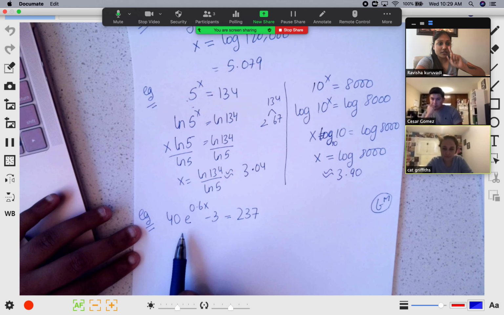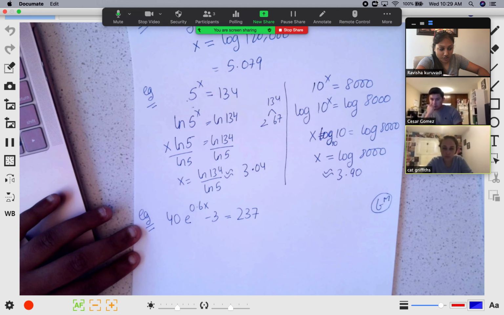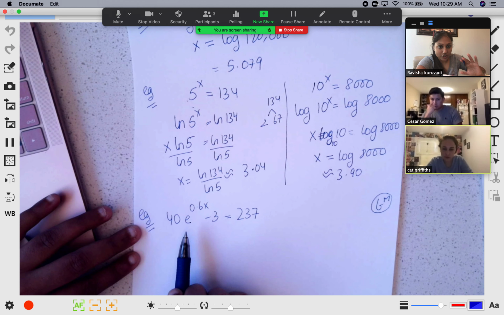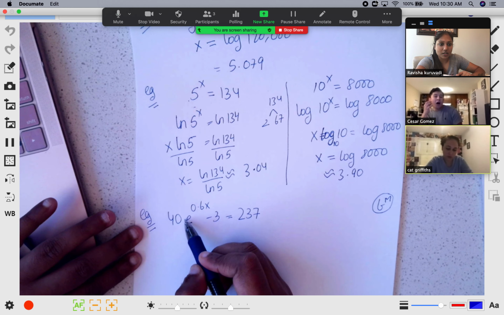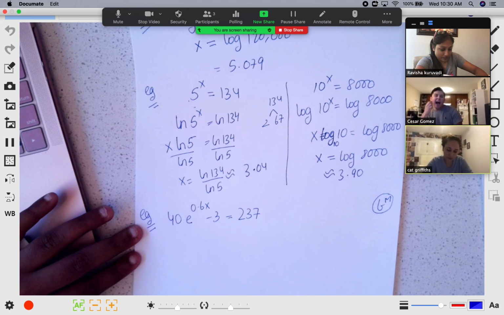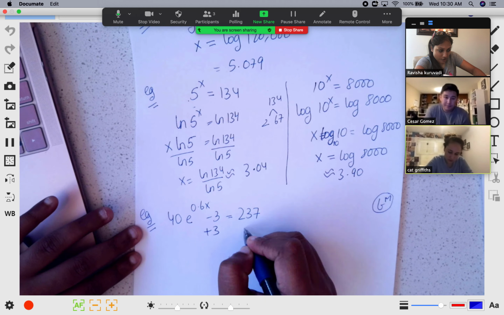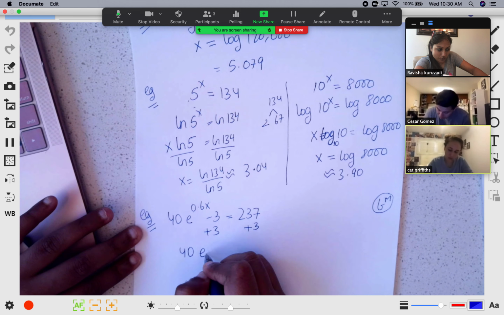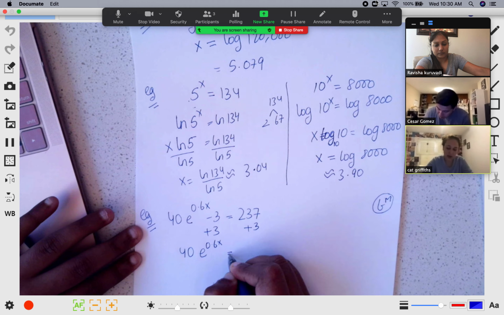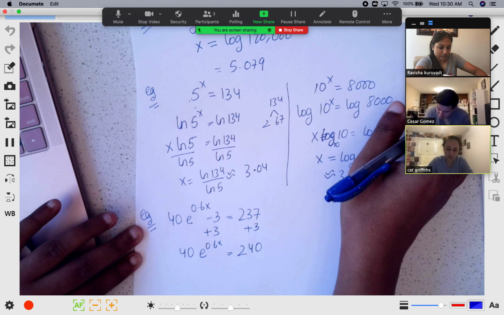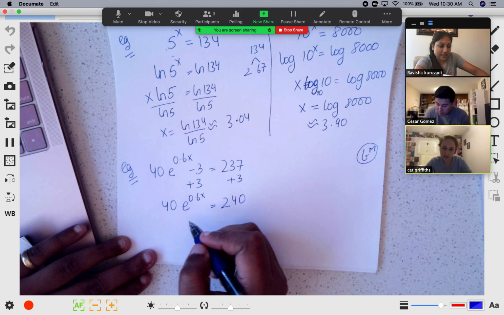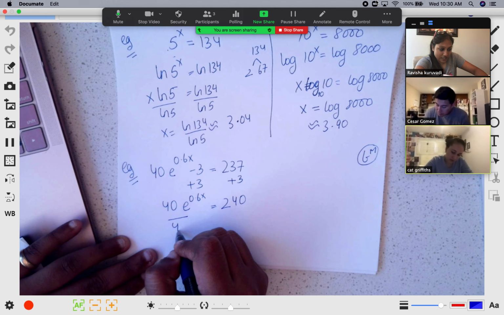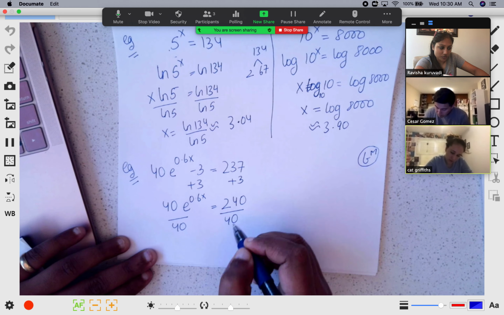And remember, my first step is always to isolate the exponential, keep everything else on the other side. Do that. I just want this term on this side. Everything else I want to take on the other side. How do I do it? You would add 3 on both sides. Absolutely, correct. So you get 40 e to the power of 0.6x is equal to 240. And then we would probably want to get rid of the 40, right? Yes. So would we divide by 40 on both sides? Absolutely. So you get e to the power of 0.6x is equal to 6.